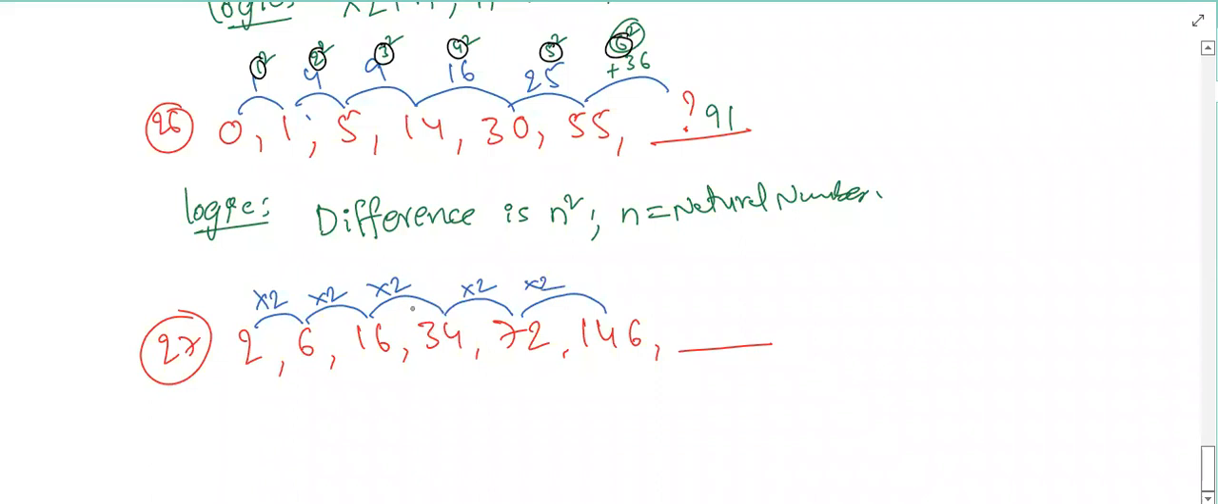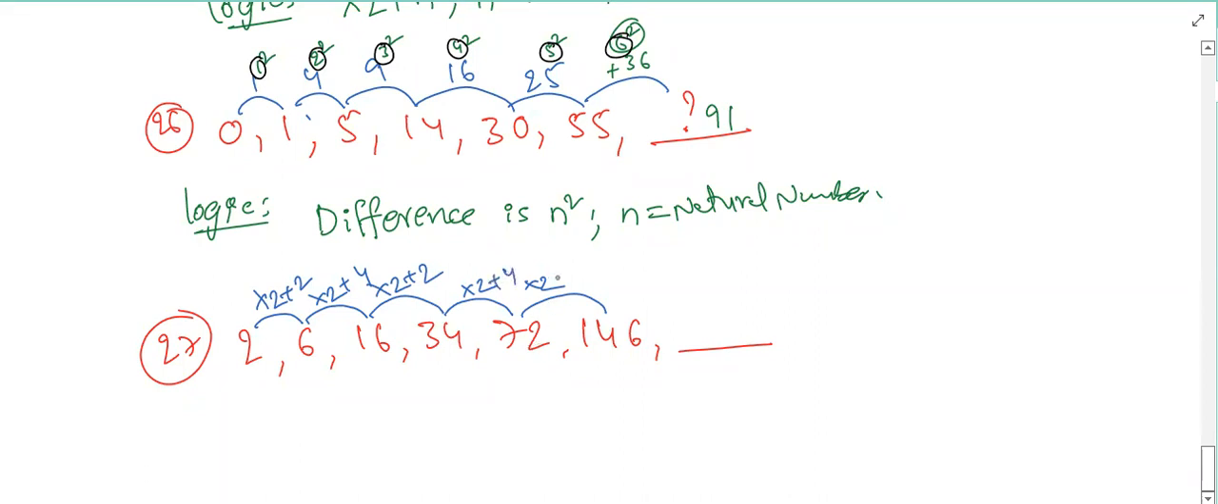Now we will write plus or minus something. Tell me. 2 2s are 4, plus how much is 6? Plus 2. Okay. 6 2s are 12. 12 plus how much is 16? Plus 4. Okay. 16 2s are 32, plus how much is 34? Plus 2. Okay. 34 2s are 68, plus how much is 72? Plus 4. Any pattern?